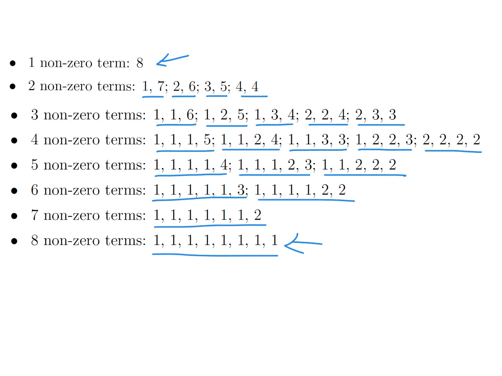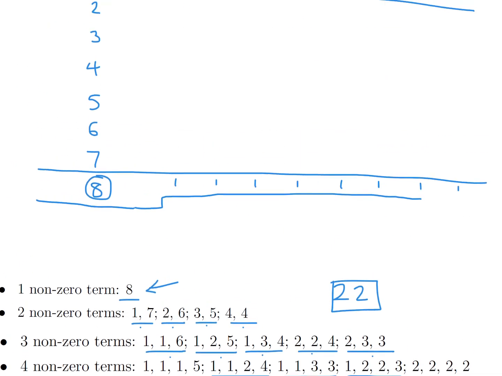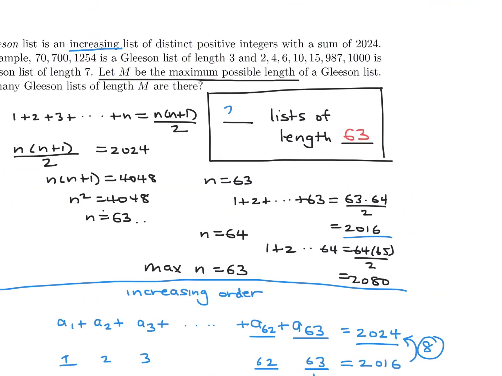There we go. So let's count them all. So we got 1, 2, 3, 4, 5, 6, 7, 8, 9, 10, 11, 12, 13, 14, 15, 16, 17, 18, 19, 20, 21, 22. So 22 is the answer. So if we go back to the very beginning, this is 22. So we got 22 lists of length 63.